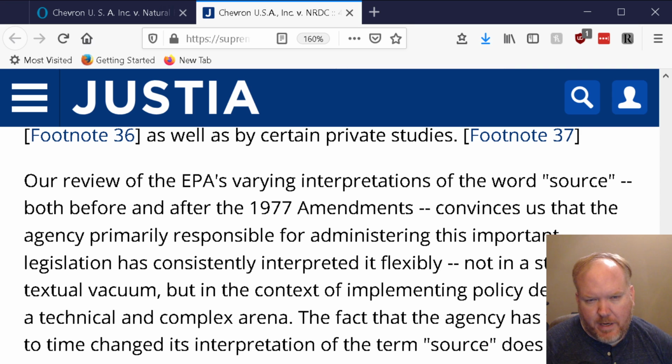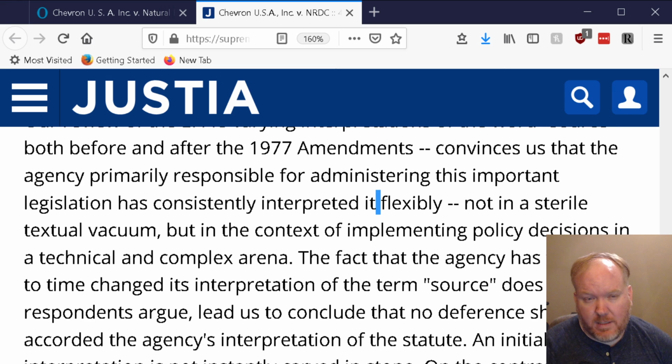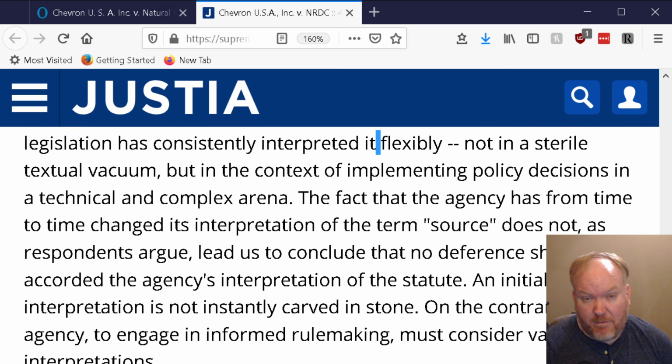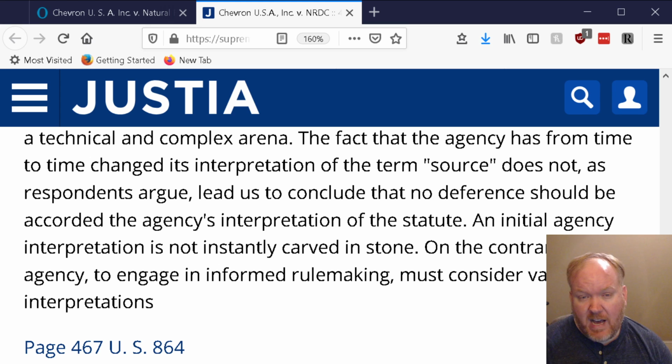Our review of the EPA's varying interpretations of the word source, both before and after the 1977 amendments, convinces us that the agency primarily responsible for administering this important legislation has consistently interpreted it flexibly, not in a sterile textual vacuum, but rather in the context of implementing policy decisions in a technical and complex area. The fact that the agency has, from time to time, changed its interpretation of the term source does not, as respondents argue, lead us to conclude that no deference should be accorded to the agency's interpretation of the statute.